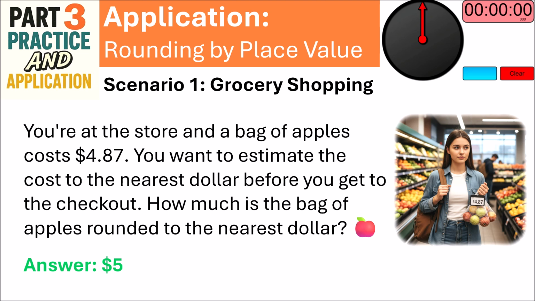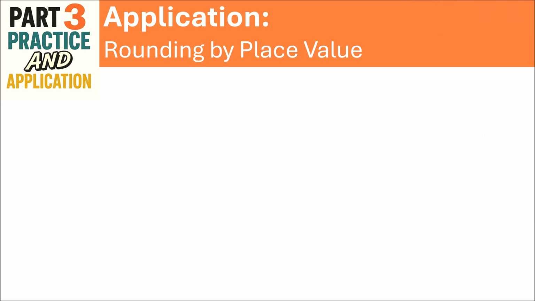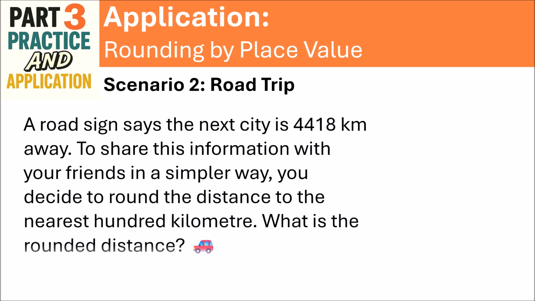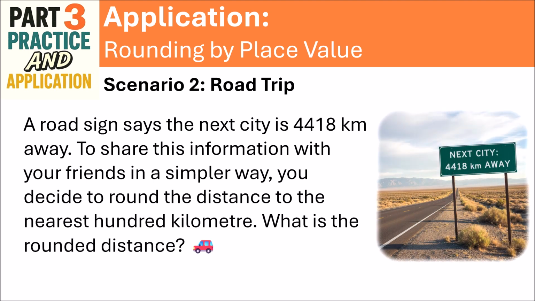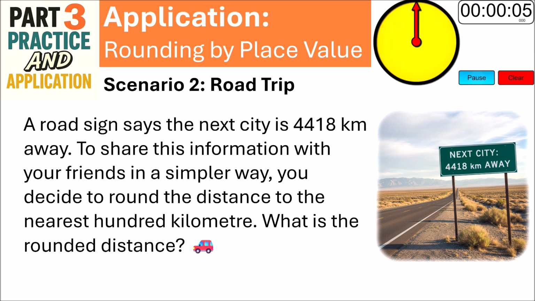Here is the answer. Got it right? Scenario 2. Rounding by place value applied to road trip. A road sign says the next city is 4,418 kilometers away. To share this information with your friends in a simpler way, you decide to round the distance to the nearest 100 kilometers. What is the rounded distance?